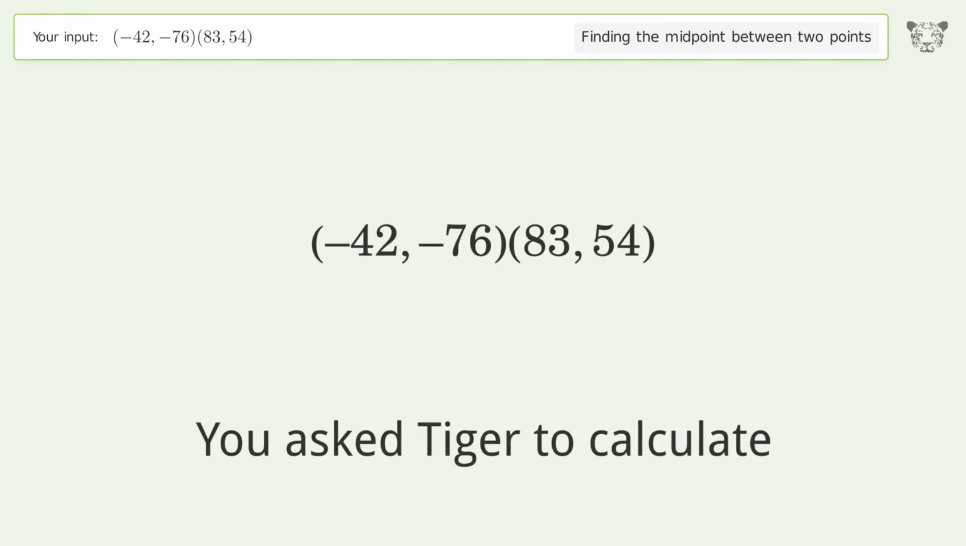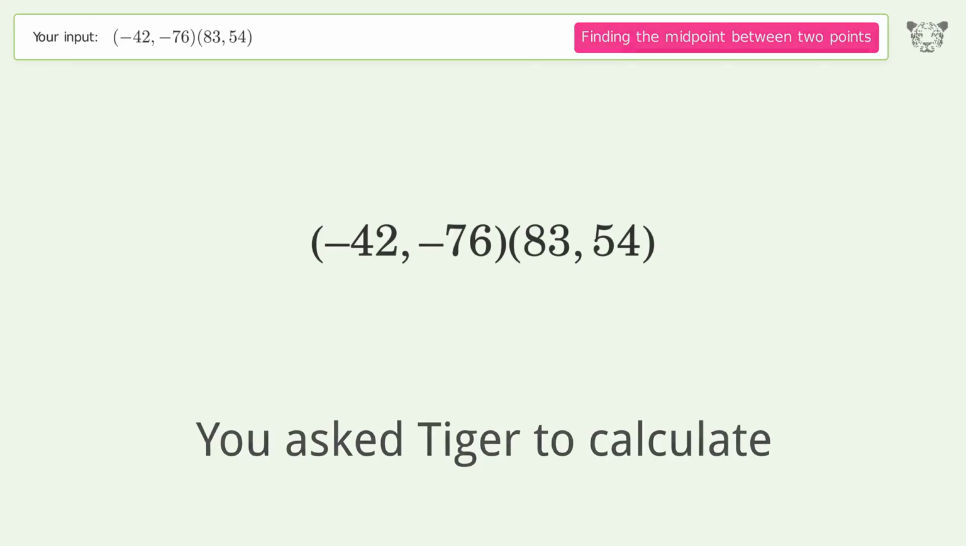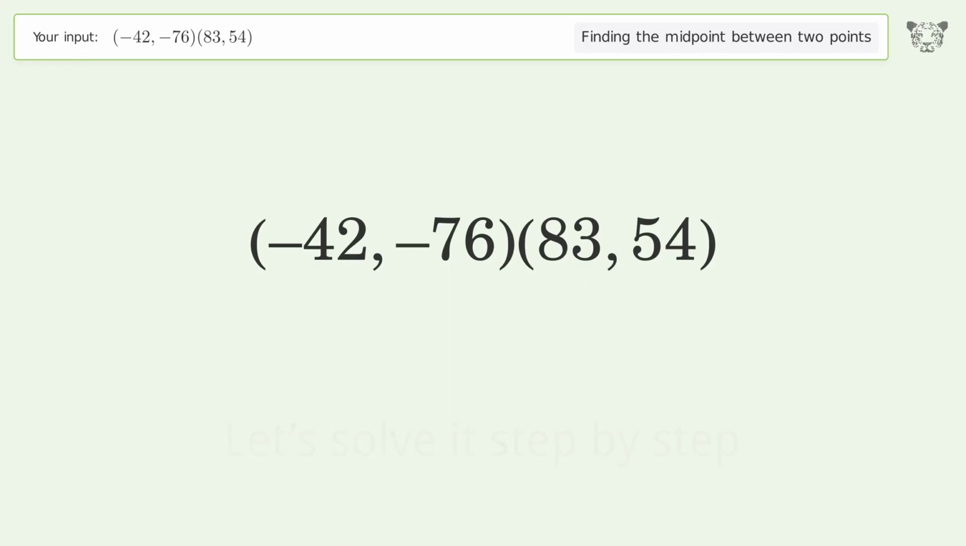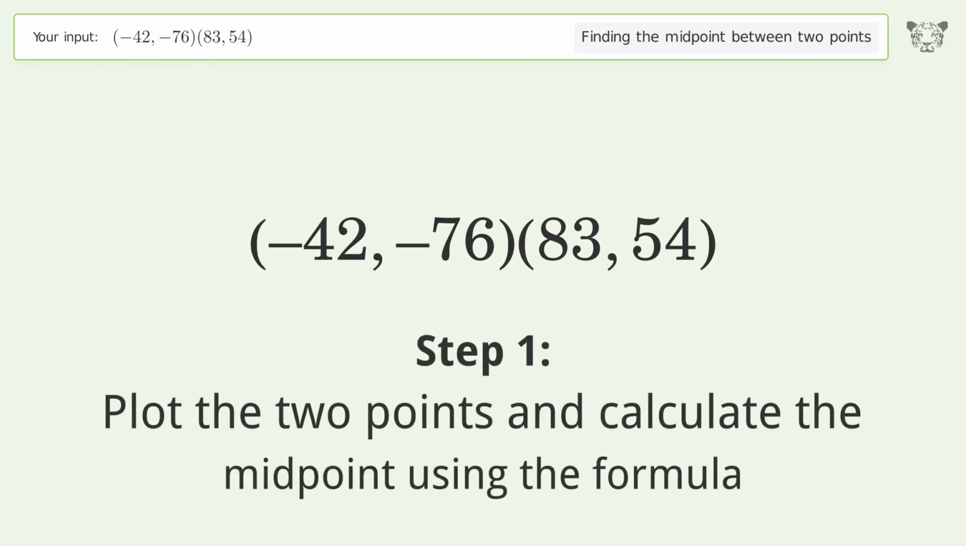You ask Tiger to calculate. This deals with finding the midpoint between 2 points. The midpoint between the 2 points is 20.5, -11. Let's solve it step by step. Plot the 2 points and calculate the midpoint using the formula.